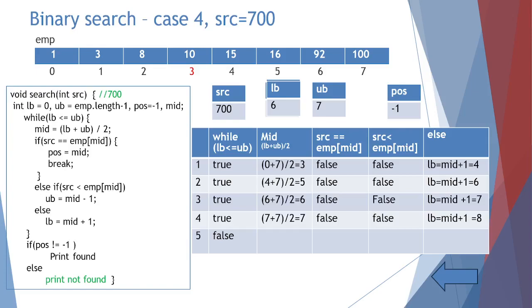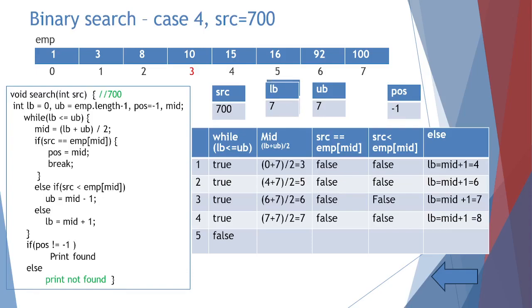Then third iteration: 6 plus 7 divided by 2, because LB is less than or equal to UB. So 6 plus 7 divided by 2 is 6 only. Is it equal? False. Is SRC less than? False. LB is equal to mid plus 1, that is, 6 plus 1 is 7. So our LB became 7.